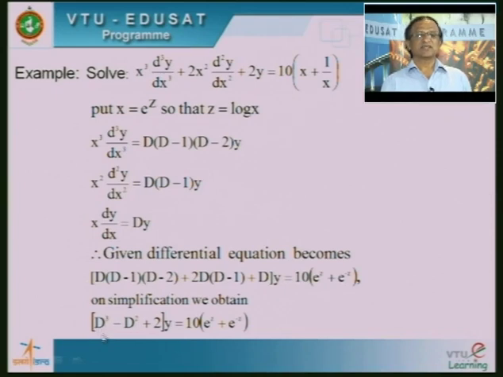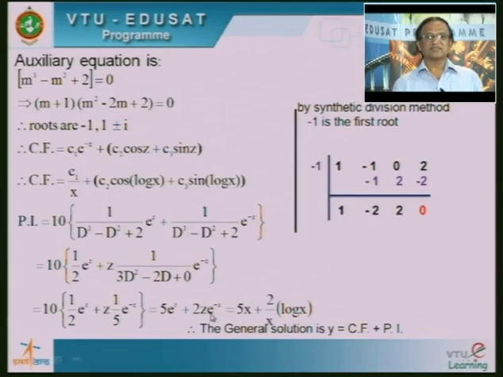On simplification, we can obtain D cube minus D square plus 2 into y is equal to our right hand side function remains same. Okay, so you can obtain the auxiliary equation. So what is the auxiliary equation? Replace D by m. Auxiliary equation is m cube minus m square plus 2 is equal to 0.